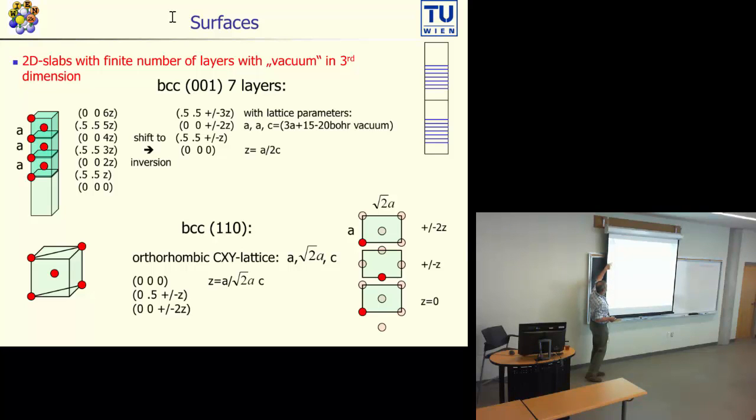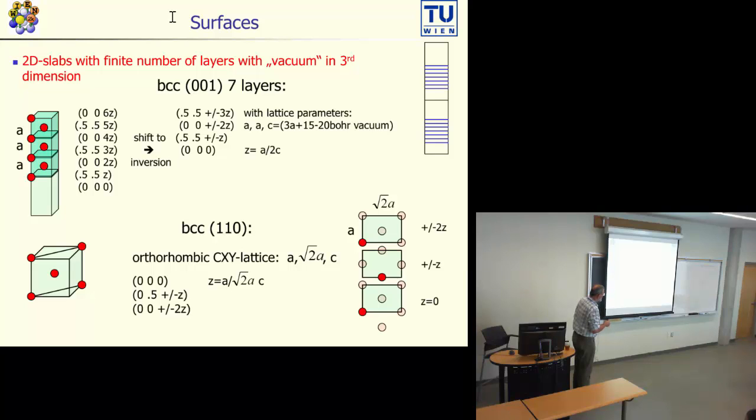If you want to have 7 layers, as in this model, you would say, please repeat this atom at 0, also at the top. And then you would add some vacuum, it's up to you, 30 bohr or something like this. So this is a little bit too small, I would say. You should use 20 to 30 bohr vacuum to have a meaningful vacuum.